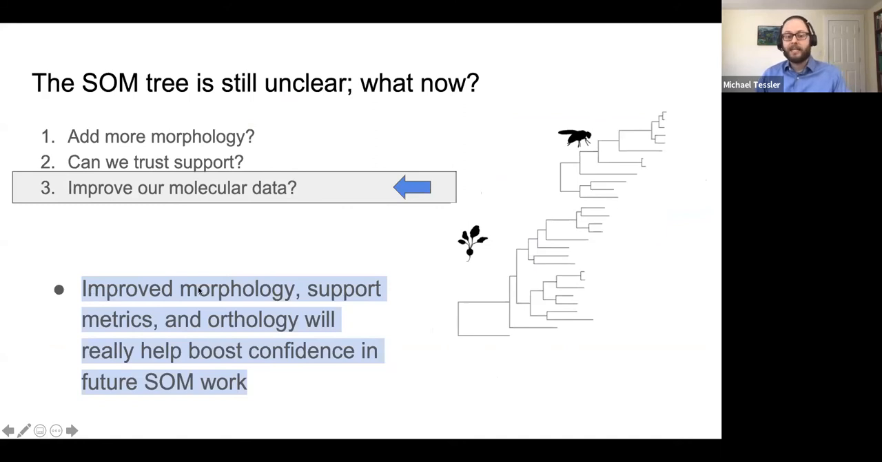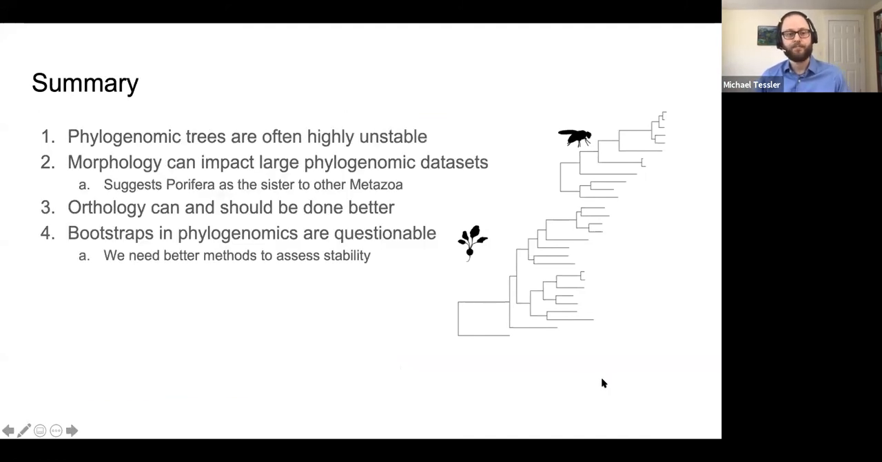So we can improve things by adding morphology, hopefully by coming up with better support metrics or using better support metrics in the future, and by improving our way of doing orthology, which at least hopefully, when these things are combined in the future, should be able to help with questions like the SOM and other important nodes that we don't have a lot of confidence in, to help to try to get at ultimately more confidence-inspiring solutions.